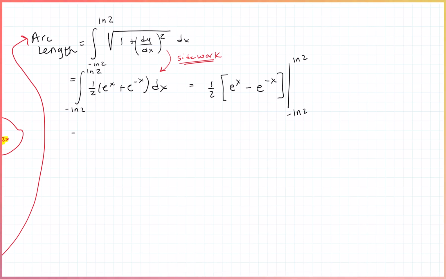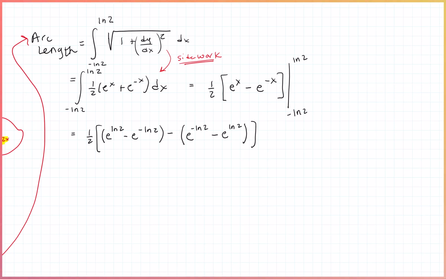And so we plug those values in, and we get 1/2 times, I'm going to pull the 1/2 all the way out in the front, 1/2 times e to the natural log of 2 minus e to the negative natural log of 2, minus e to the negative natural log of 2 minus e to the positive natural log of 2, because it's negative natural log of 2.